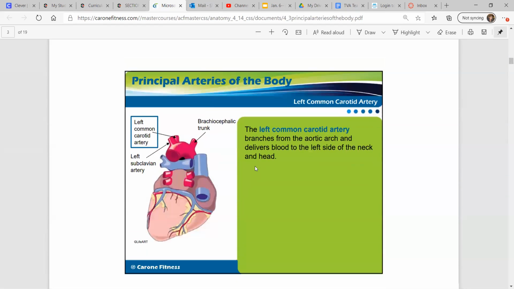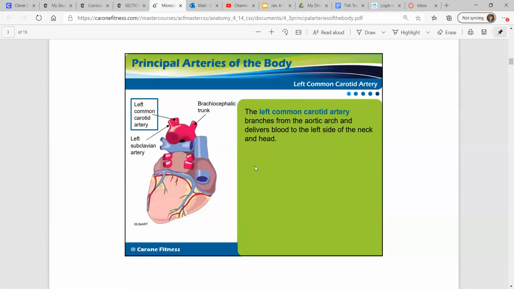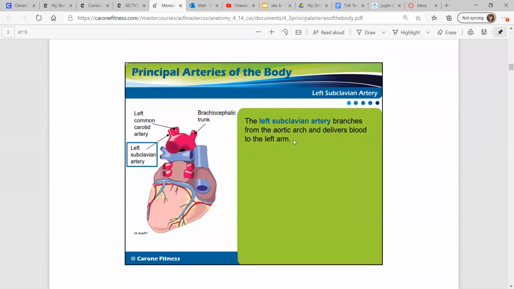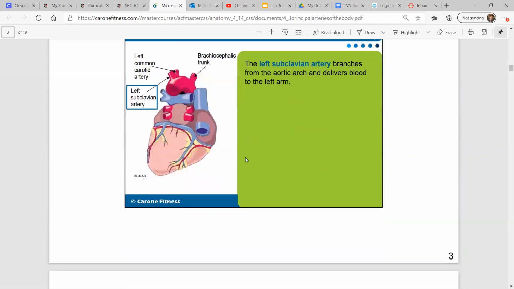And the left common carotid artery branches from the aortic arch and delivers blood to the left side of the neck and head, while the left subclavian artery branches from the arch and delivers blood to the left arm. So we have the carotid artery for the neck and head. The left subclavian goes to your left arm.